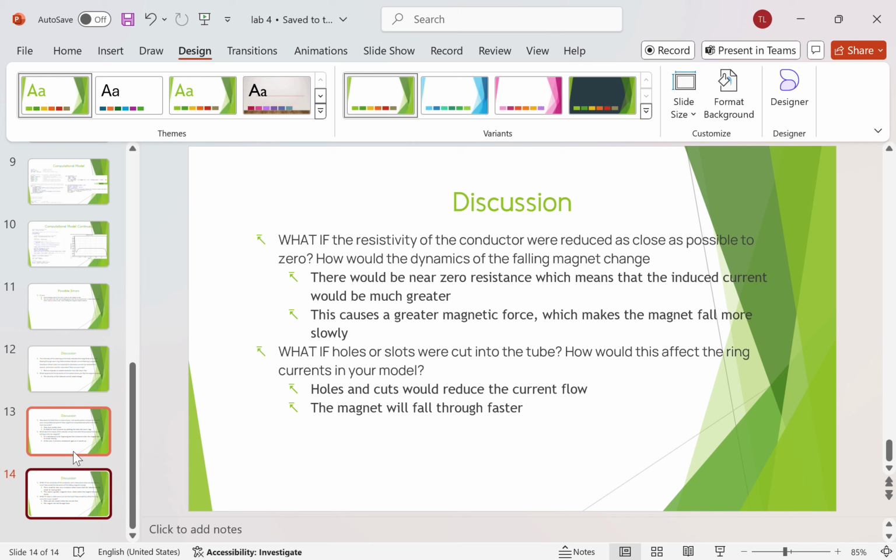And in conclusion, this lab successfully demonstrated Faraday's law and the phenomenon of magnetic braking. By combining experimental and computational results, we gain insights into the dynamics of induced currents and their impact on the forces acting on the magnet.